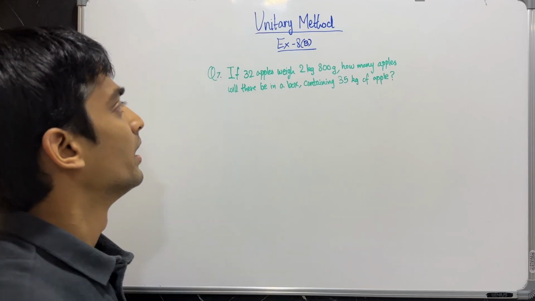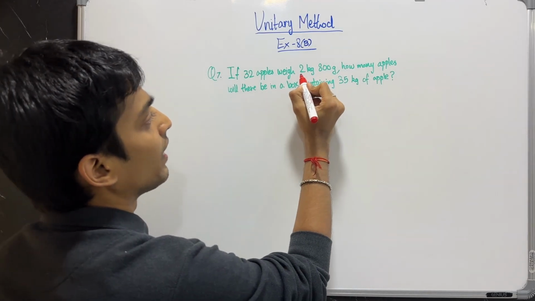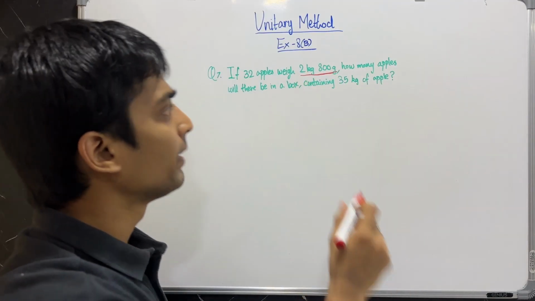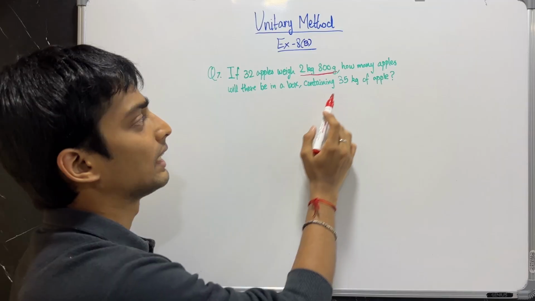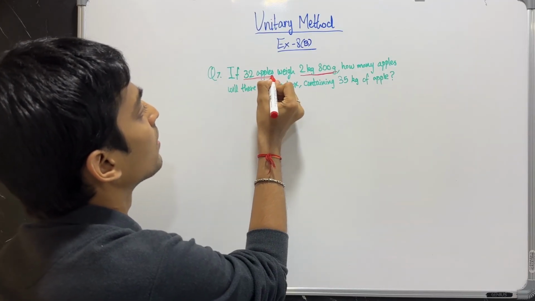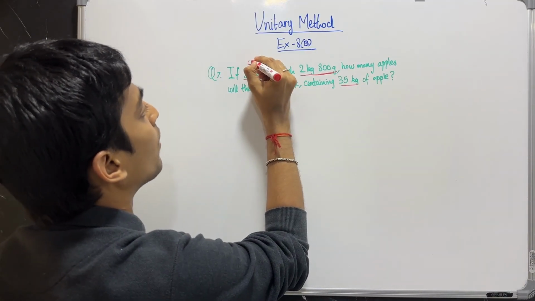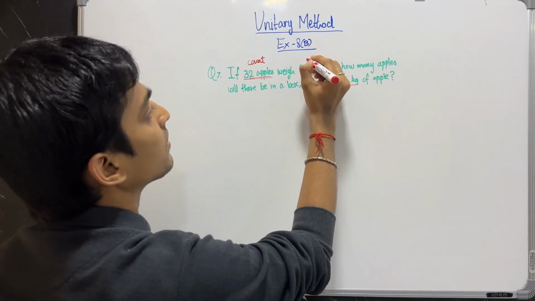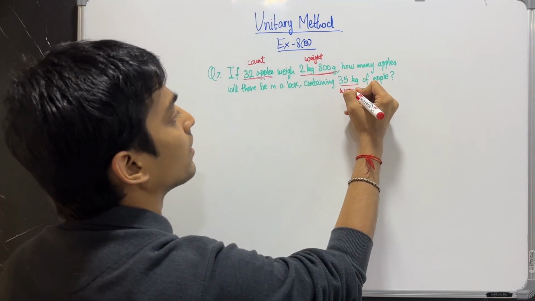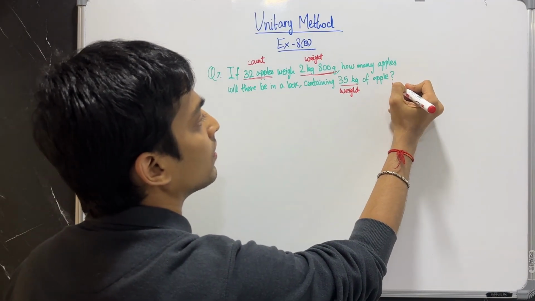Question 7. If 32 apples weigh 2 kg 800 gram, this is a single value, 2 kg and 800 gram. How many apples will there be in a box containing 35 kg of apples? So we have 32 apples, this is the number, this is the count, you can write count, this is the weight, this is also the weight, and we have to find the count.